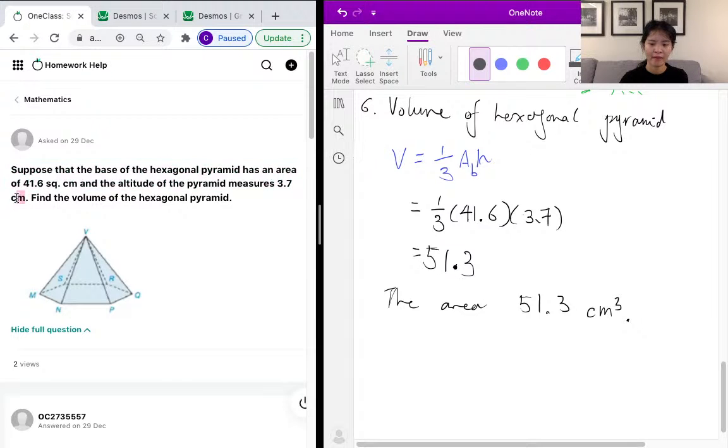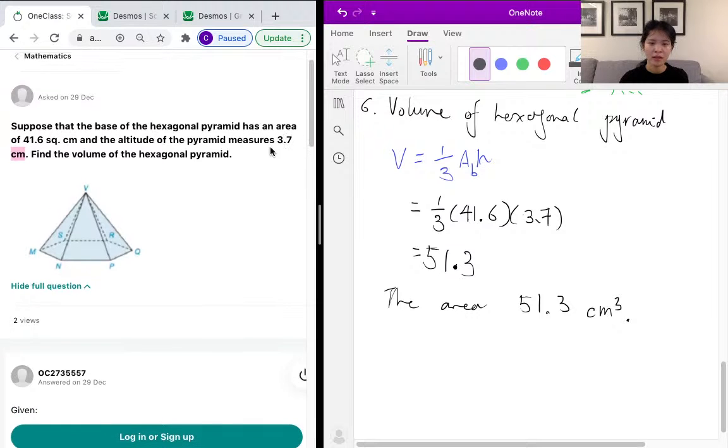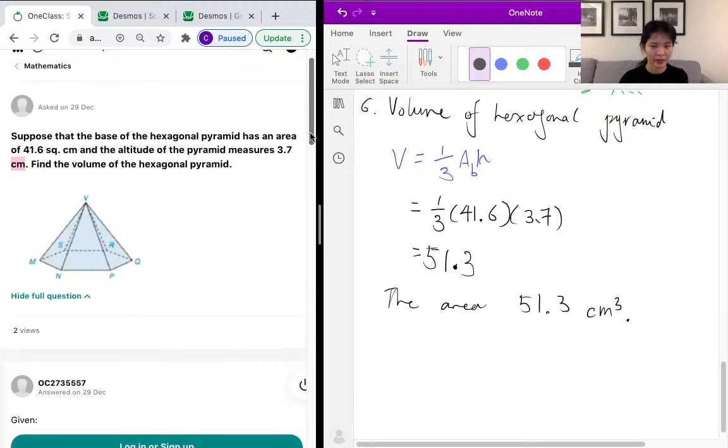So we have our volume in centimeters cubed. Be really careful when you have word problems. Be really careful of the units, because if they're in different units, you can't just do the calculation directly. You need to convert them into the same units first, or else you're going to get the question wrong.